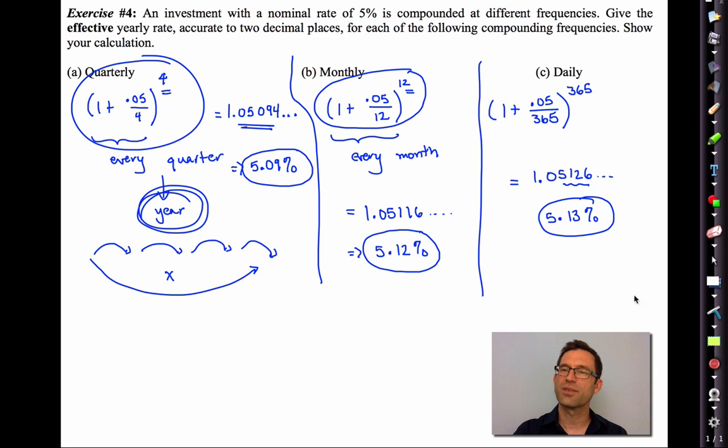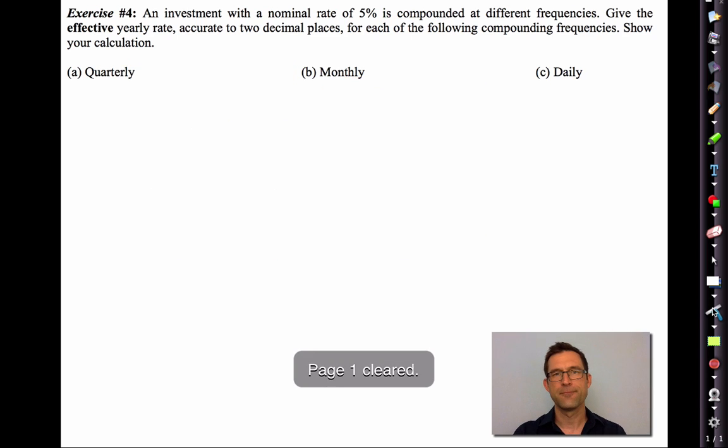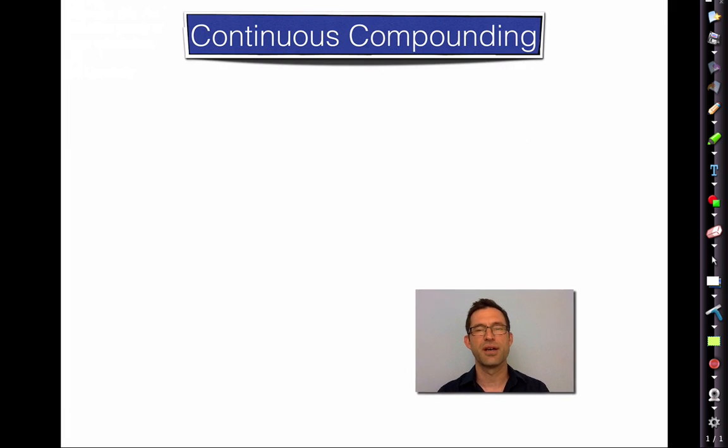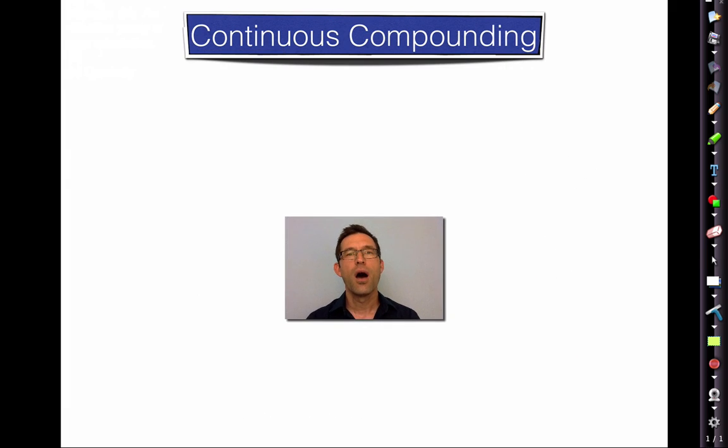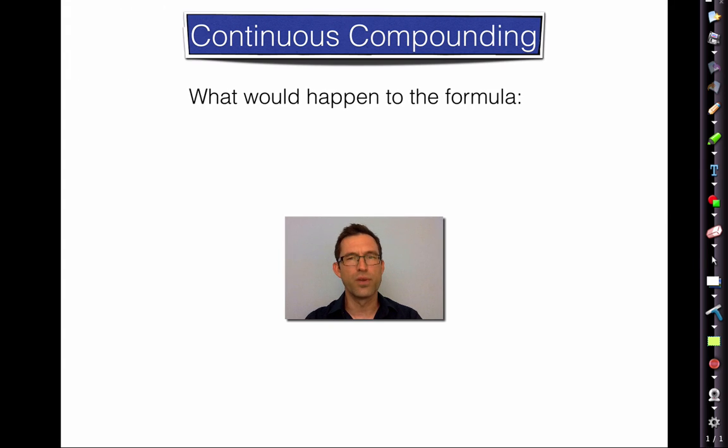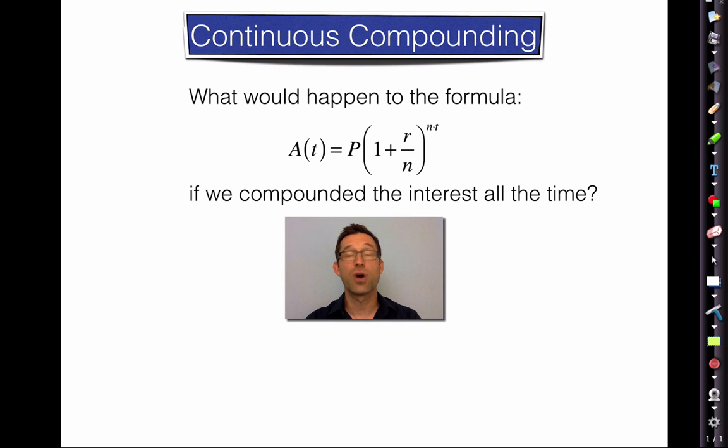All right, let's do it. Let's clear out the text and take a look at exercise 5. Continuous compounding. That's the last thing we're going to do in this lesson. Now, this is a really, really interesting question. What would happen to this formula if we compounded interest all the time? All the time. So not yearly, not quarterly or monthly or even daily, but every moment of all time.